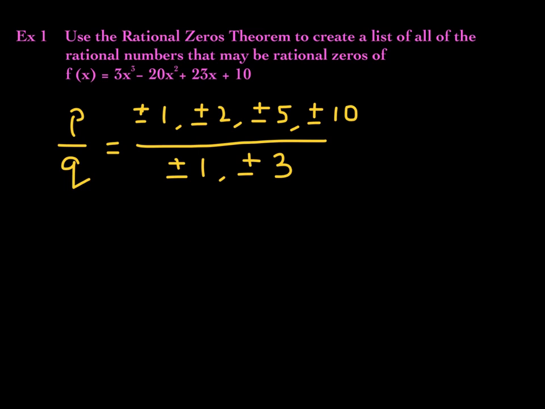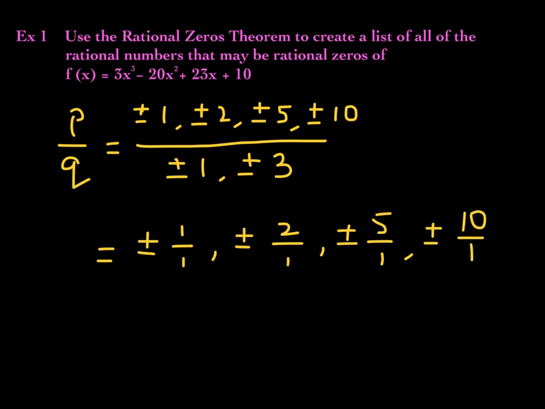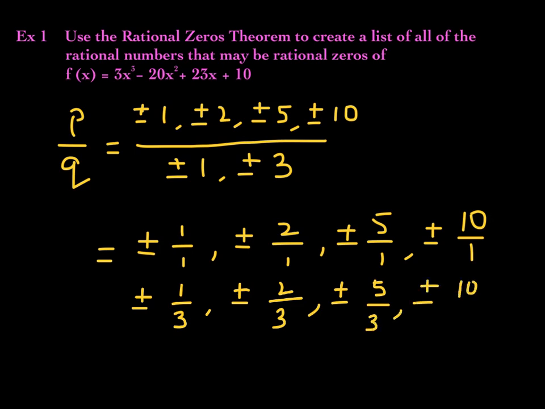Now let me help you simplify. What I do here is I write each one of these factors in the numerator over 1. And then I'll write all of the numbers in the numerator over 3. So first, when I write them all over 1, I get plus or minus 1 over 1, plus or minus 2 over 1, plus or minus 5 over 1, plus or minus 10 over 1. That's just the list of the numerator factors over 1. Now I've got to do all the numerator factors over 3. So plus or minus 1 over 3, plus or minus 2 over 3, plus or minus 5 over 3, finally plus or minus 10 over 3.